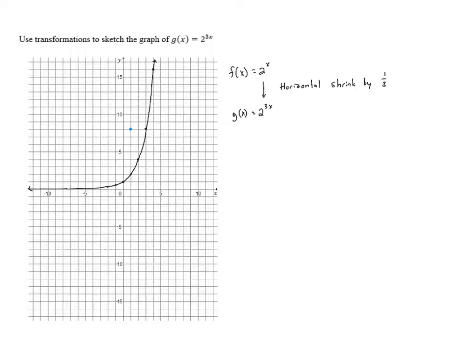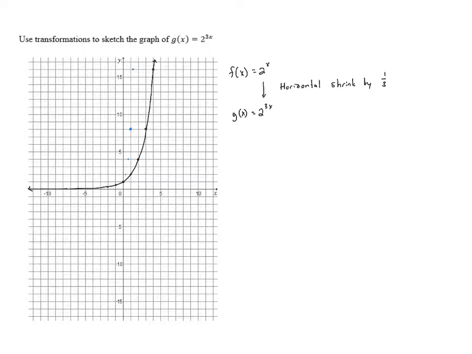Similarly, we can do the same with the other points. This point is 2 units away. If we shrink that by 1/3, that gives us 2/3 of a unit away. This point is 1 unit to the right of the y-axis. If we shrink that by 1/3, it's going to be 1/3 unit to the right. And this point all the way up here is 4 units to the right. If we shrink that by 1/3, that's going to be 4/3 or 1 1/3 units.